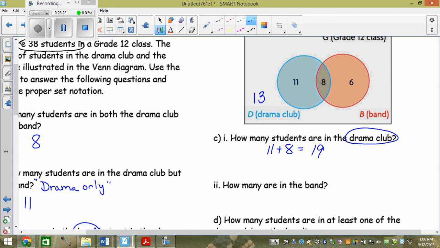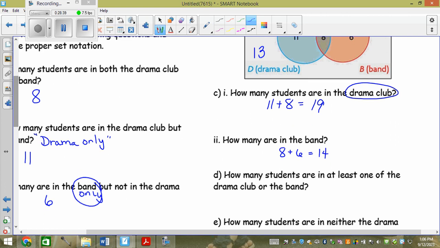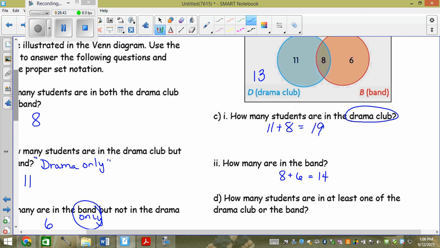What's in the circle? This one says, how many are in band? So I added the band circle, which is 8 plus 6, which is 14. How many students are in at least one of the drama club or band? At least one. So they could be in one or both. So what numbers am I adding up? All of them but 13, right? So 11 plus 8 plus 6, which is 25.